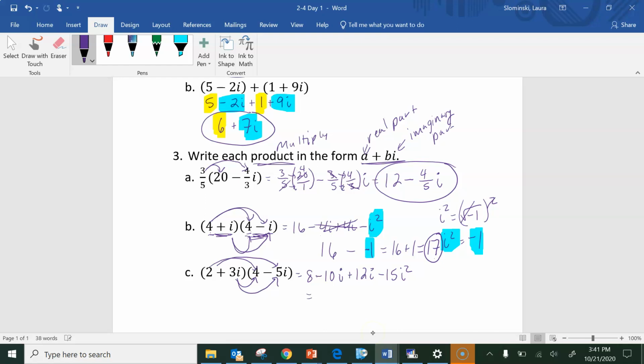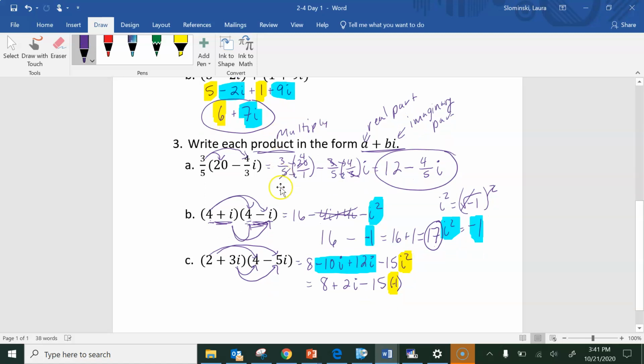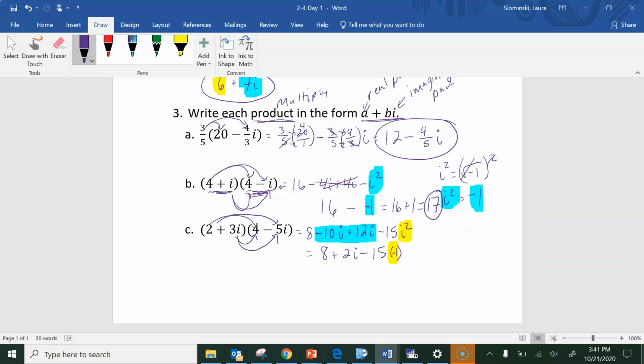This time, those middle terms don't cancel out. I'm left with 8, and then these two can combine. So negative 10 plus 12 is plus 2i, minus 15 i squared. But don't forget, I'm going to change the i squared to a negative 1. Okay, so I have times negative 1. Scroll up. So I now have 8 plus 2i.